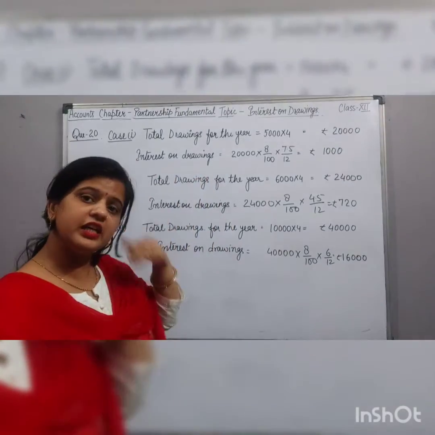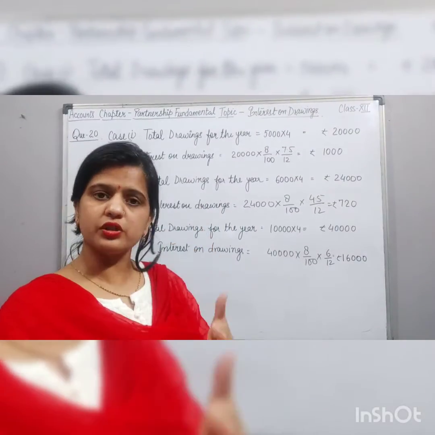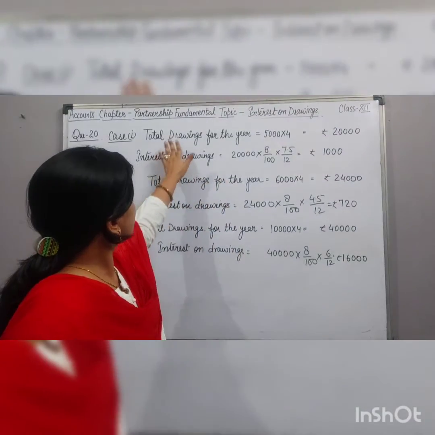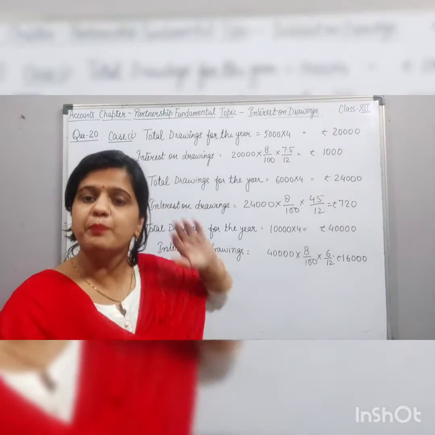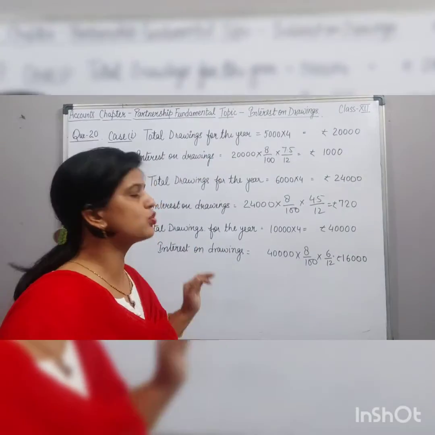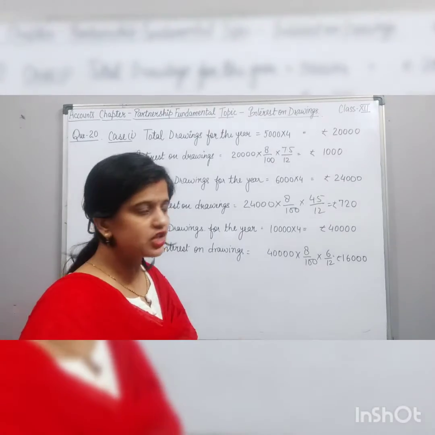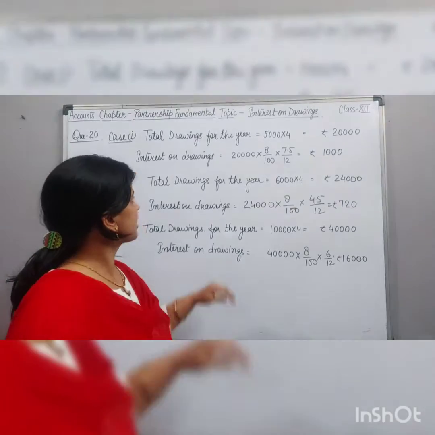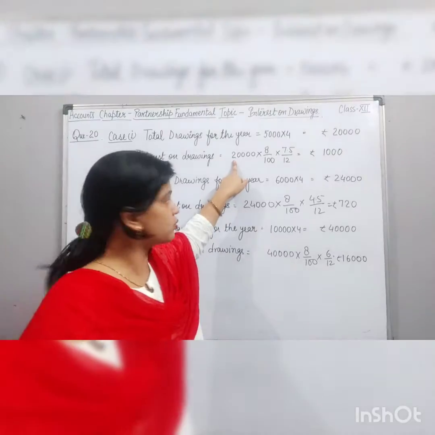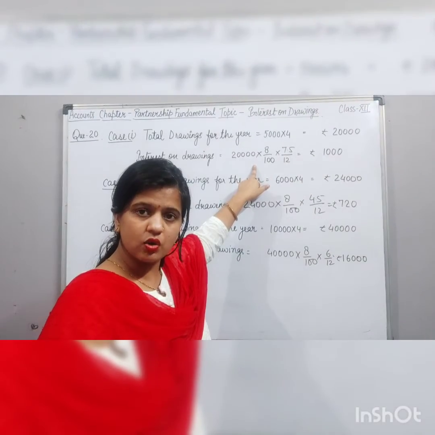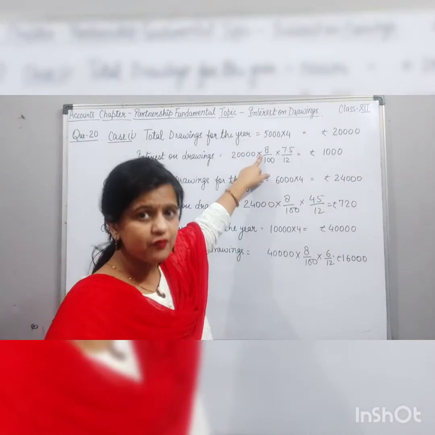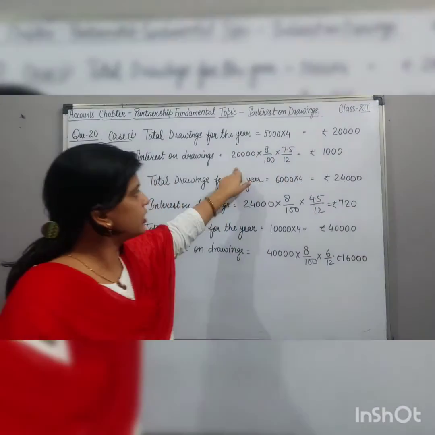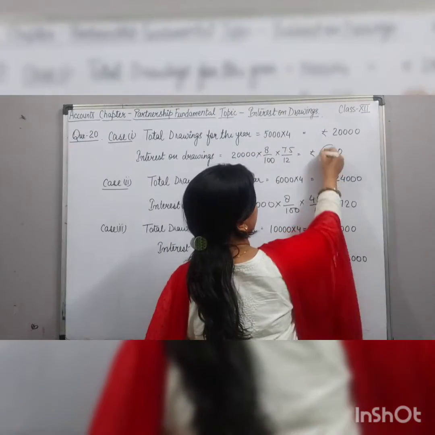As I told you in previous videos how to calculate the average period, when the drawings are made at the beginning of each quarter, we have to calculate the interest on drawing for the average period of 7.5 months. So total drawing is 20,000, rate of interest on drawing is 8%, and the average period is 7.5 upon 12. After calculating, we will get 1,000.